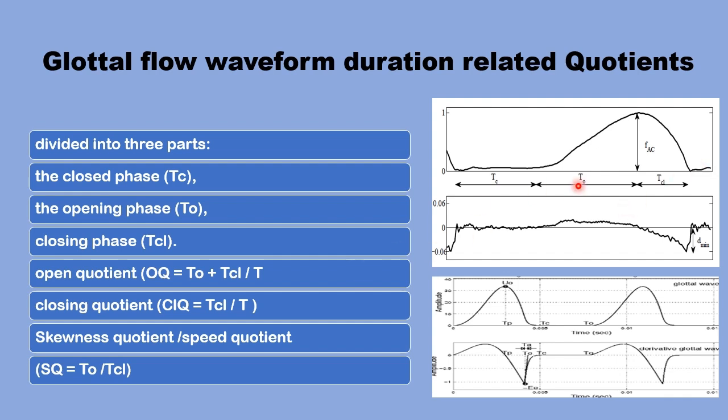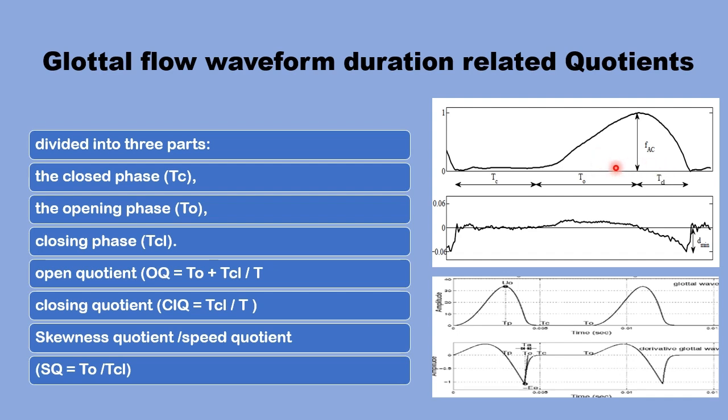The closing quotient is only this part in here, the closing phase divided by the time of the whole of the cycle. There is another parameter here, the skewness quotient. This would refer to the degree of the skewness of the curve, usually to the right. You would have a slower ascent than a more abrupt descent of the flow, and this skewness here can have clinical implications. The skewness is the opening phase divided by the closing phase.